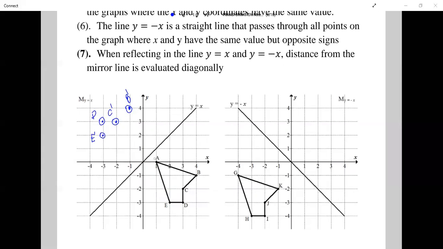A is the only one. This will be the new position of A. 1/2 diagonal from the mirror line. So this is A prime.